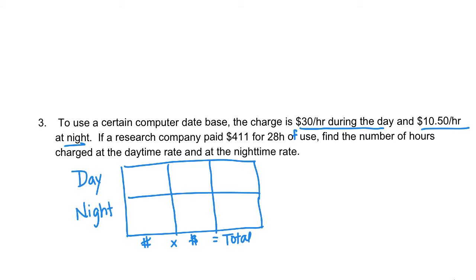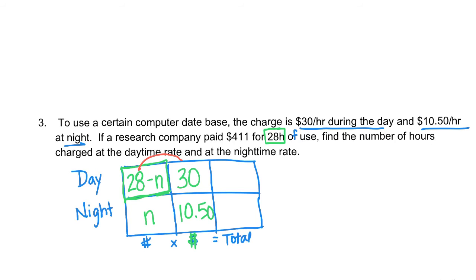Well, the daytime rate is $30 per hour, so I'm going to put that under price right here. This is my price. My nighttime rate is $10.50. I should show that as money. And it says that there's 28 hours of use total. So if I call n night, I need to call this 28 minus n, because remember, if the night was 10, the day would be 28 minus 10. So this right here in this box, you have to come up with that on your own.